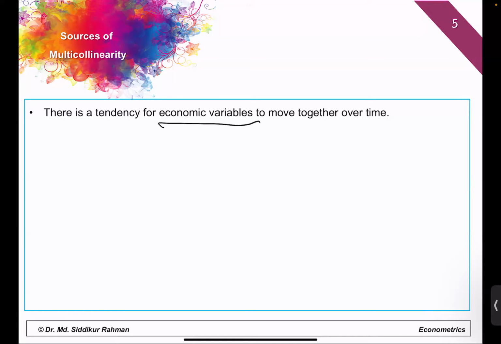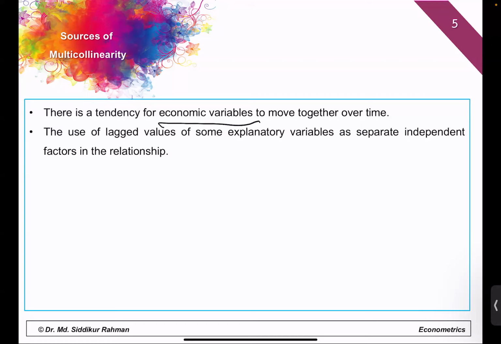The next one is the use of lagged values of some explanatory variables as separate independent factors in the relationship. So can you understand this point? The use of lagged values of some explanatory variables as separate independent factors in the relationship. Can someone explain, or can you understand this point or not? No, sir.